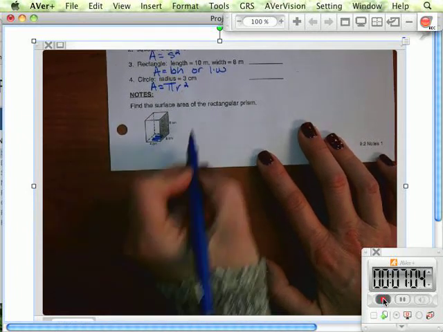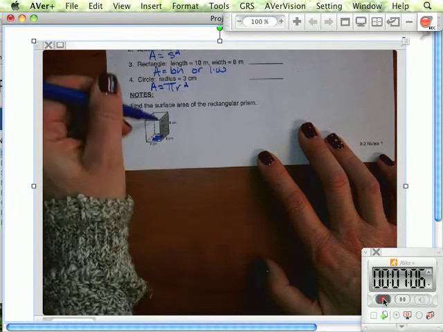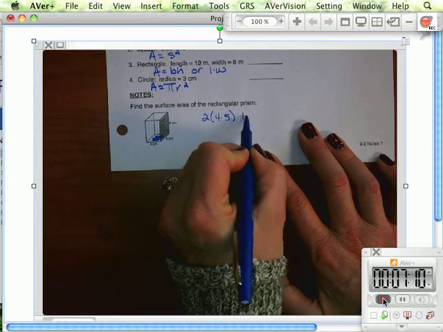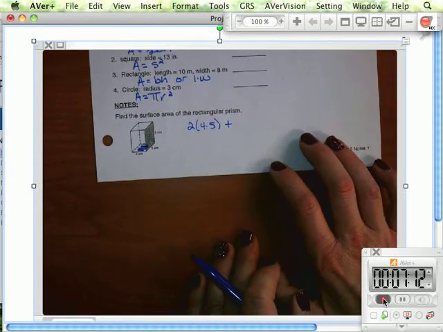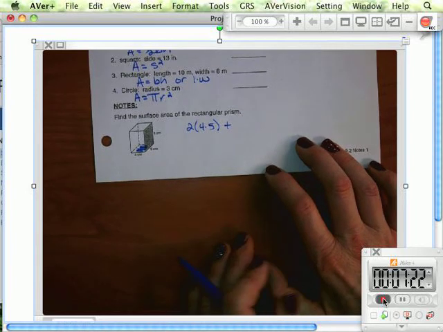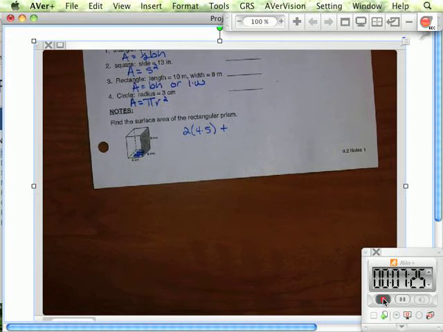4 times 5, right? And there's 2 of them. There's one here and one on top. So it's 2 times 4 times 5. I'll be honest with you. Surface area is a little painful. It's a lot of work. You just have to write stuff down or you get screwed up. Got to write it down, okay? Now, it's not hard at all.